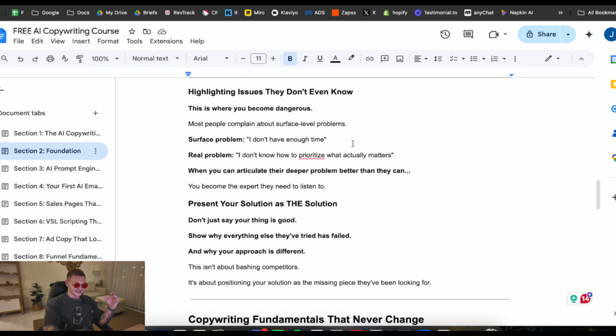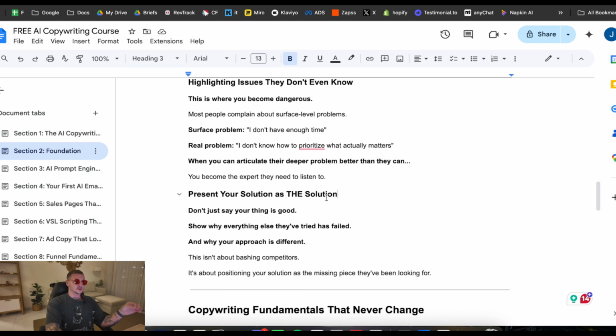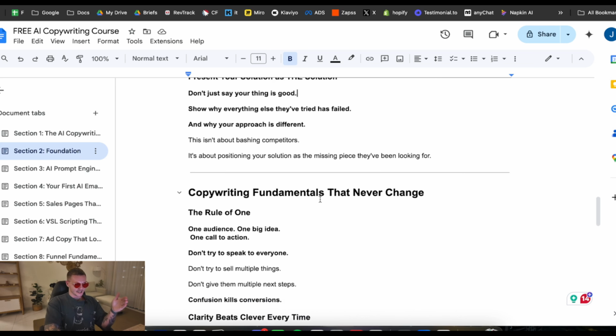Most people complain about surface level problems. So this is one: I don't have enough time, but the real problem is I don't know how to prioritize what actually matters. Another example: I want to lose weight, but the underlying real problem might be, I want to be able to play with my kids for more than 10 minutes without feeling chronically out of breath. I don't want to feel embarrassed at the playground. Those are underlying issues that maybe even the customer doesn't know about themselves. So when you can articulate their deeper problem better than they can, again, you become the expert that they need to listen to.